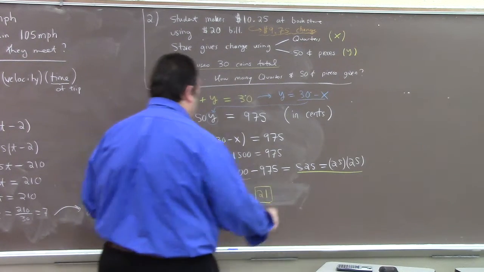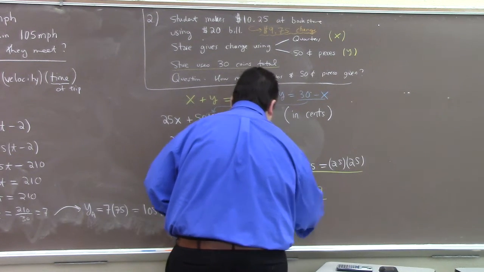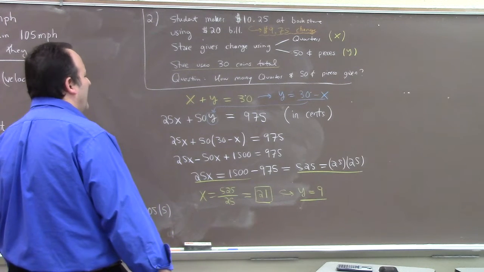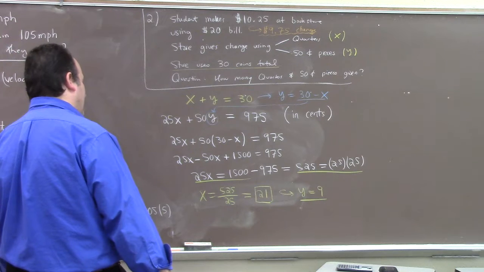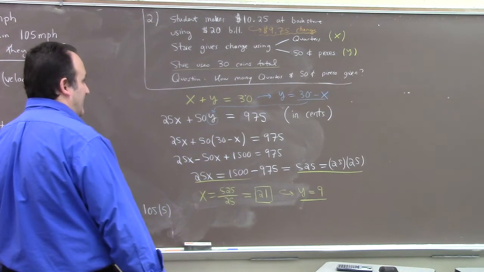Yeah, y should be equal to 9. What's weird is I checked my answer and I thought it worked. Did I do that wrong too? Huh. Let's see here. 21 times, that's $5.25 plus $4.50 is $9.75.